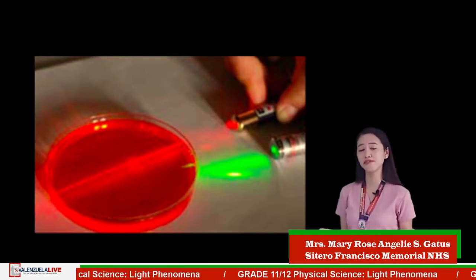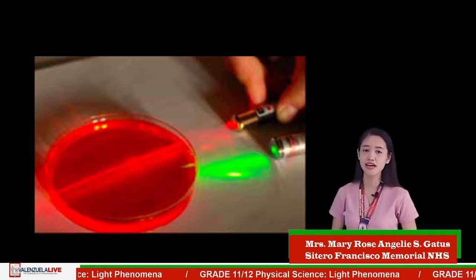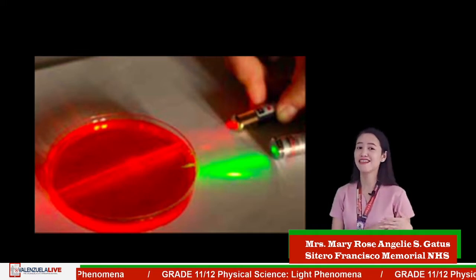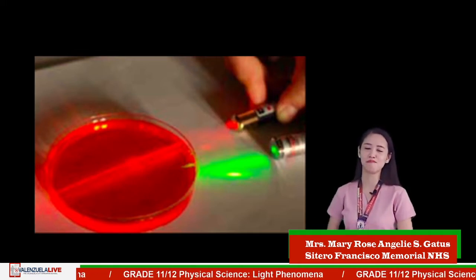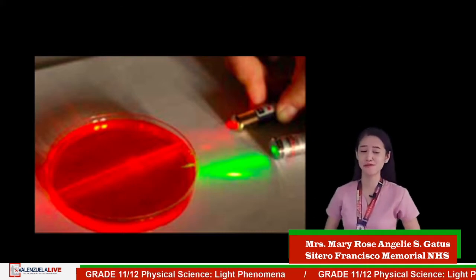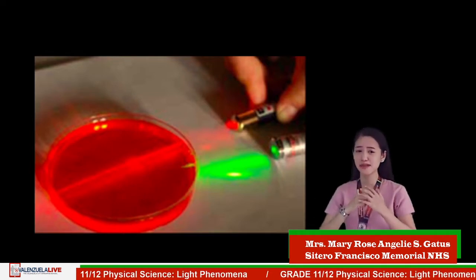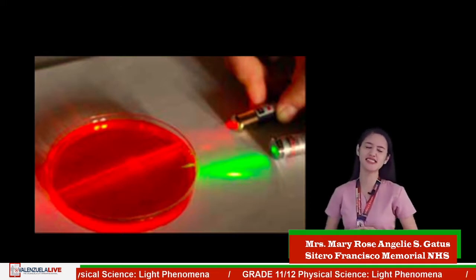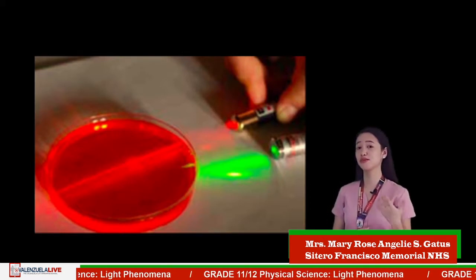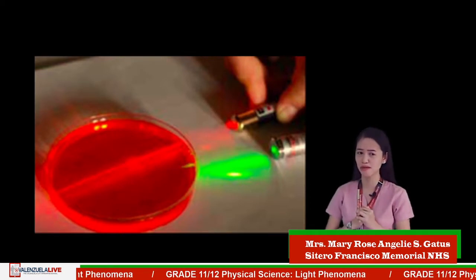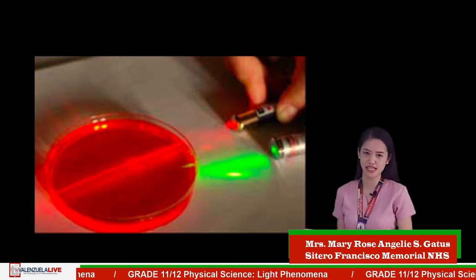Because red cellophane doesn't absorb red light, it lets it pass easily. While in green cellophane, red light is absorbed because red is not green. So because red light is being absorbed, it cannot pass through easily.